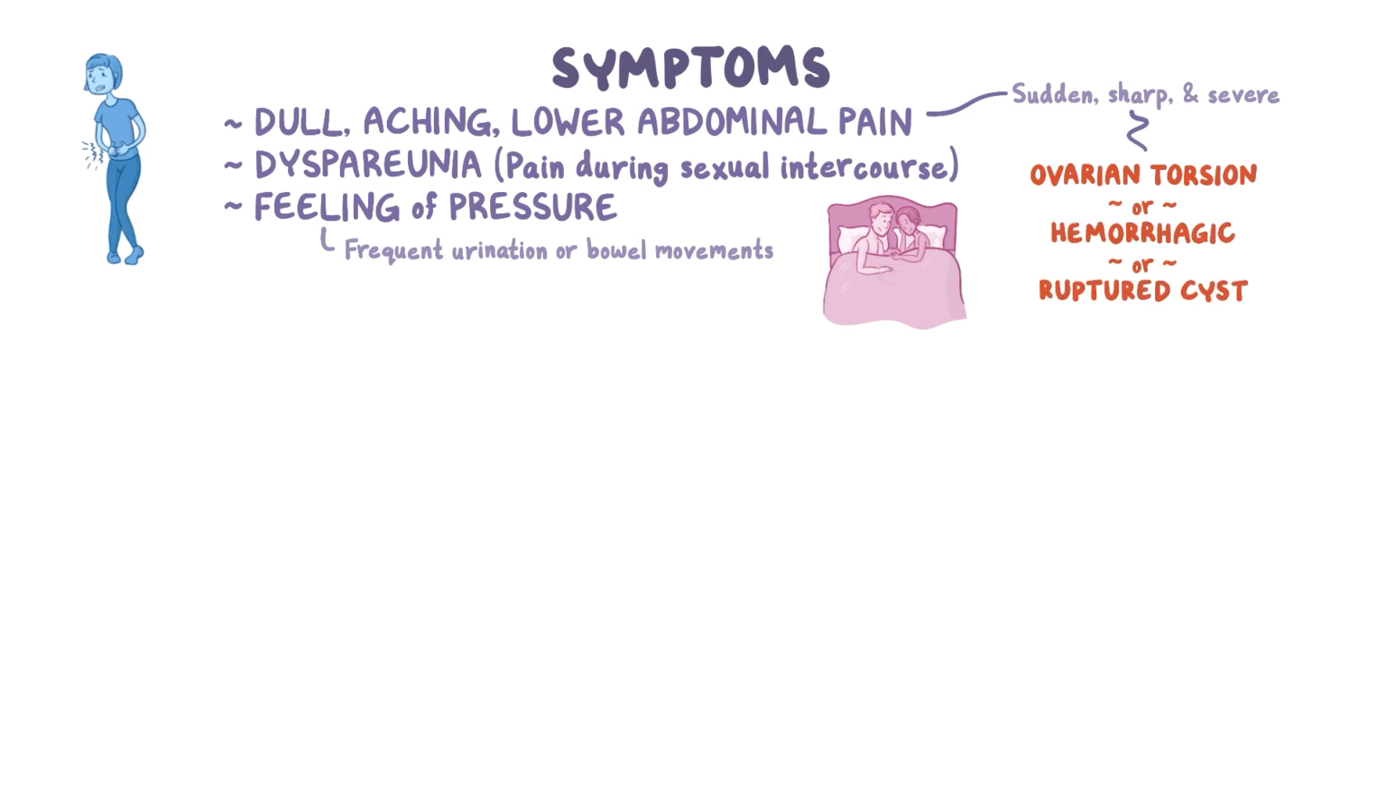If the abdominal pain is sudden, sharp, and severe, that might indicate ovarian torsion, or a hemorrhagic or ruptured cyst. With a ruptured cyst, there may also be low blood pressure or a fast heart rate, and if the blood makes it to the subphrenic space of the peritoneal cavity, which is right below the diaphragm, it may cause upper abdominal or shoulder pain.